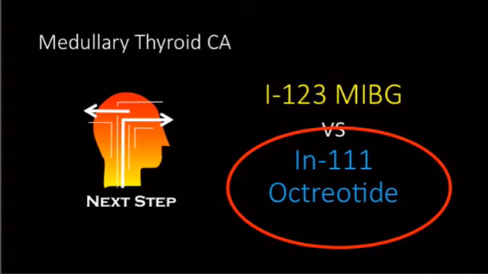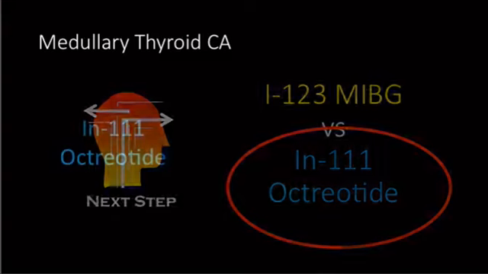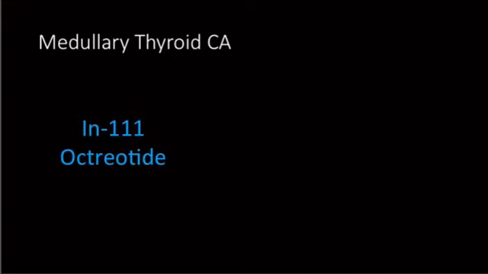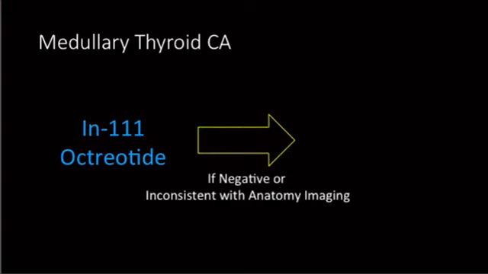Although CT and MRI are typically used in the workup, indium 111 octreotide is often used early on for metastatic disease. Having said that, none of those modalities are particularly sensitive. So what if it's negative or inconsistent with the anatomical imaging? What's the next step that you do? You get a PET.